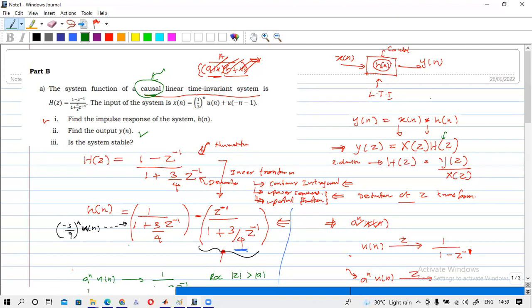Now you can see that we have found the hn, and also we already have the xn. So you may think that if we convolve them together, you can get yn. You may think that it may be easy.